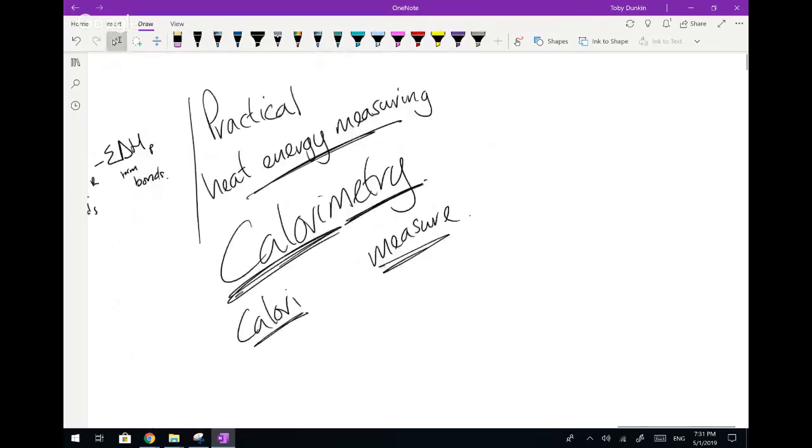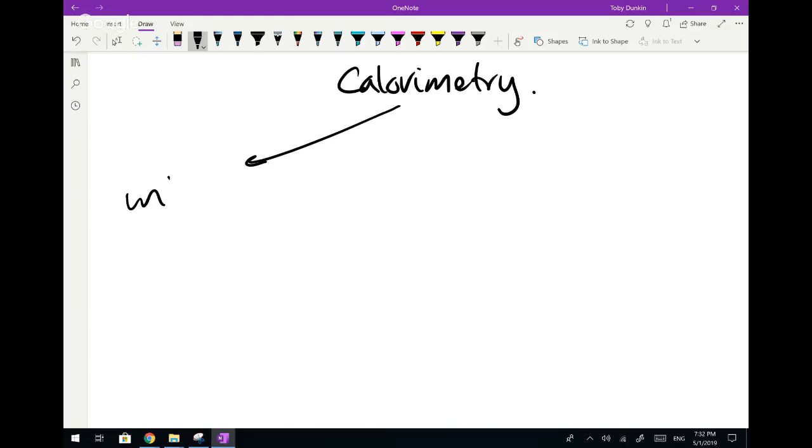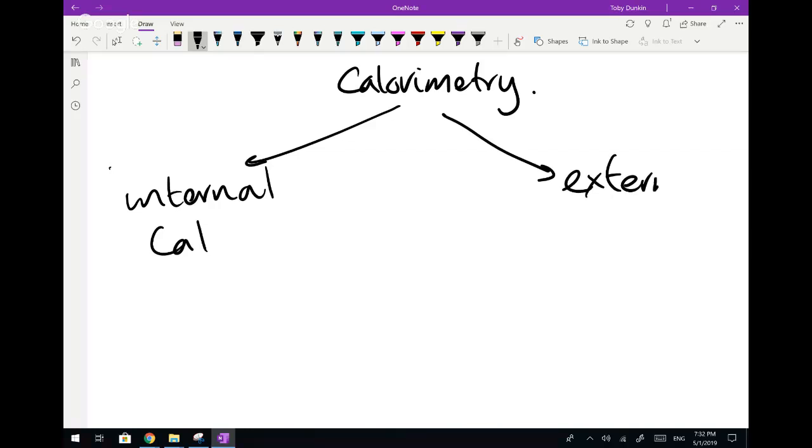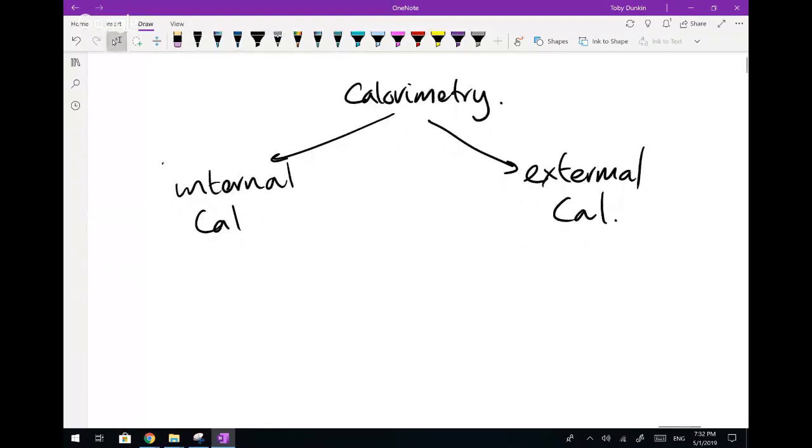Okay, so there are two types of calorimetry. Calorimetry gets two of its own strands. We have internal calorimetry and external calorimetry. Now, you should have done both practically in lesson. If you haven't, ask your teacher to do some in the revision sessions, and they will happily do it. They're similar in their nature, but two very different practicals.